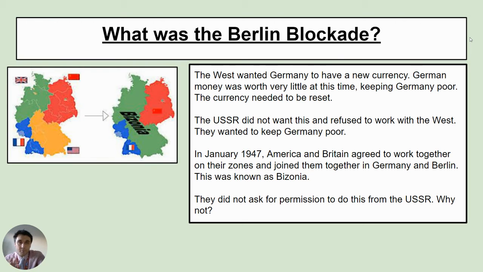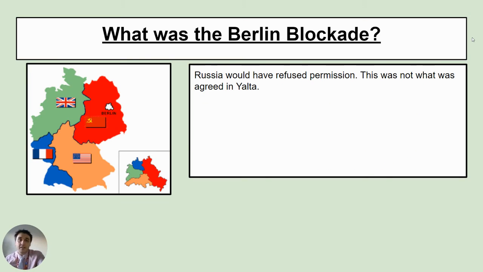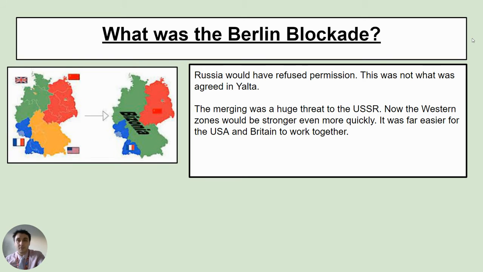They didn't ask for permission, though, from the USSR to do this. They didn't go back around that table and discuss ideas. They didn't discuss this and ask for permission. Can you think of why not? Well done if you realised that Russia would have just said, absolutely not. You're not joining your zones. This is not what was agreed in Yalta. We would have a zone per country and we would work together.